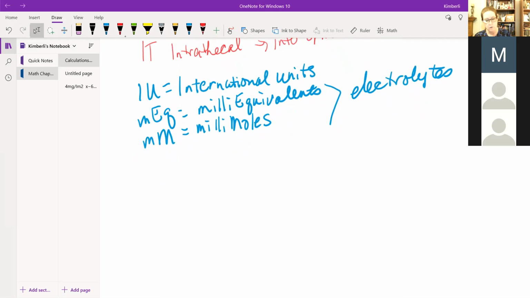Okay, so if you're looking for phosphorus or phosphates, you're going to be using millimoles. If you're looking at potassium, you'll be using milliequivalents. If you're looking at a vitamin product, you'll be looking at international units. But most of what we do is going to be milligrams per milliliter. Probably 90% of everything you do, at least, is going to be milligram per milliliter.